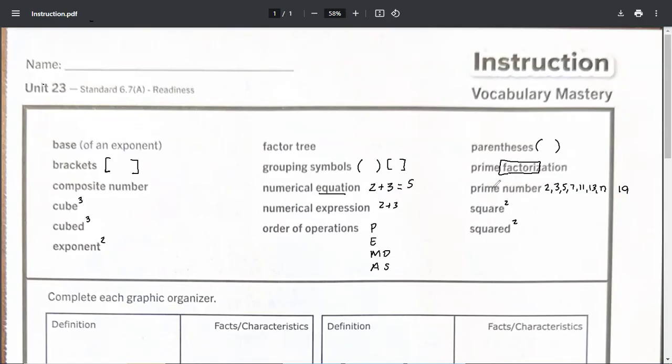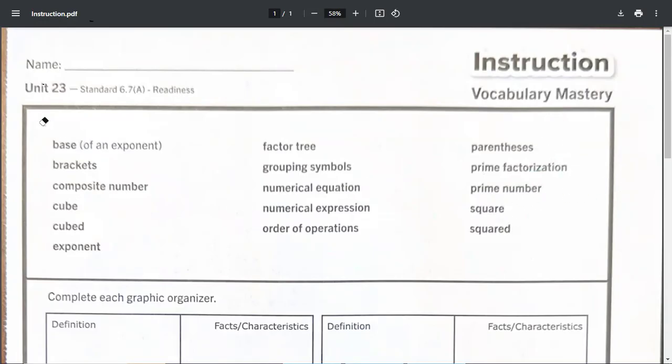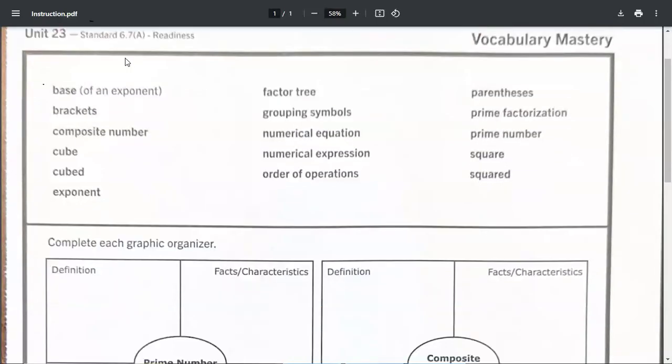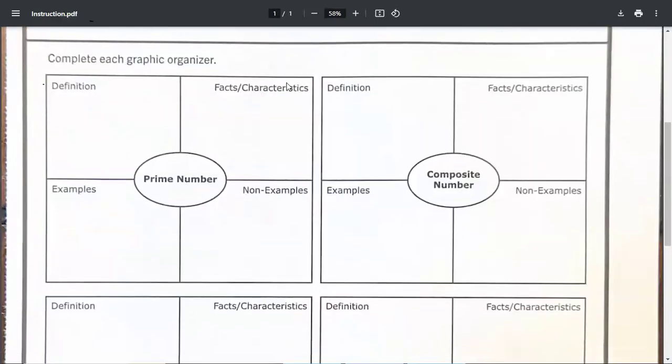Okay, so these are some of the words that we're going to be learning. Today, you're just going to figure out this graphic organizer. I'm going to erase this, so make sure you have all that stuff written down. If you need to, you could pause the video and write that stuff down. Okay, so now as I go down, you're going to see these graphic organizers right here. We're going to complete the first one for prime numbers.